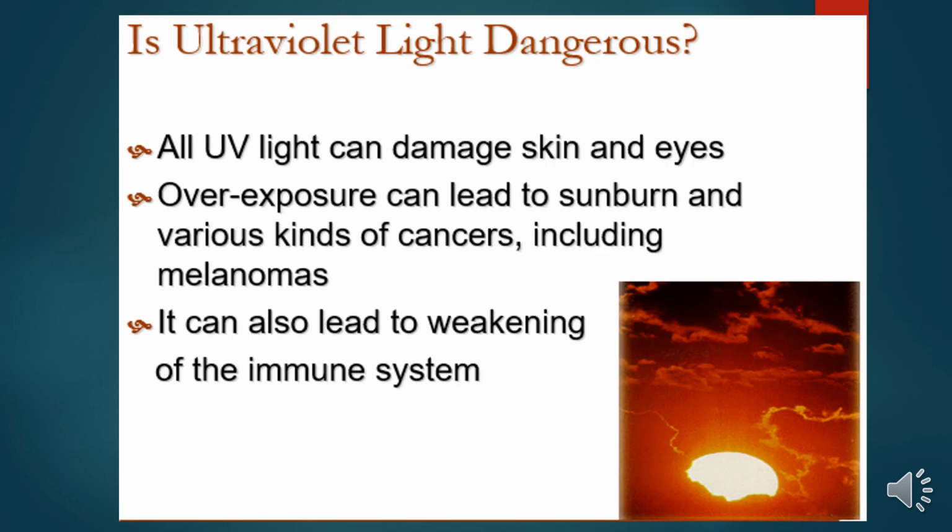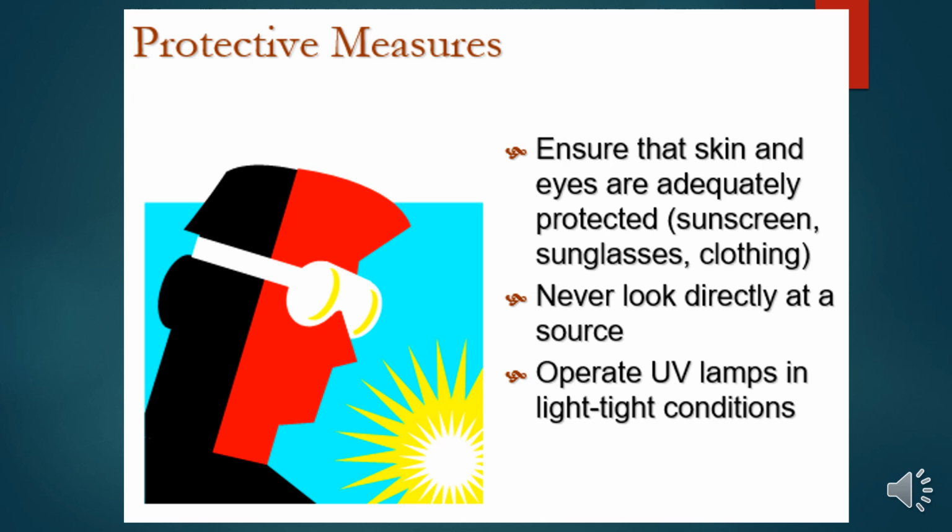So is UV light dangerous? All UV light can damage skin and eyes. Overexposure can lead to sunburn and various kinds of cancers, including melanomas. It can also lead to weakening of the immune system if we are exposed for a longer period of time. Then what are the protective measures? See here, it is to ensure that the skin and eyes are adequately protected. Then never look directly at the source. Operate UV lamps in light tight conditions.